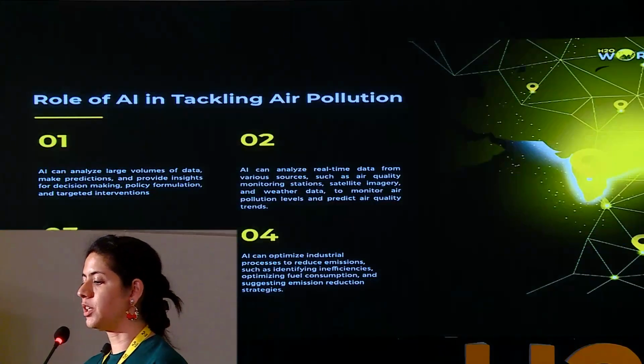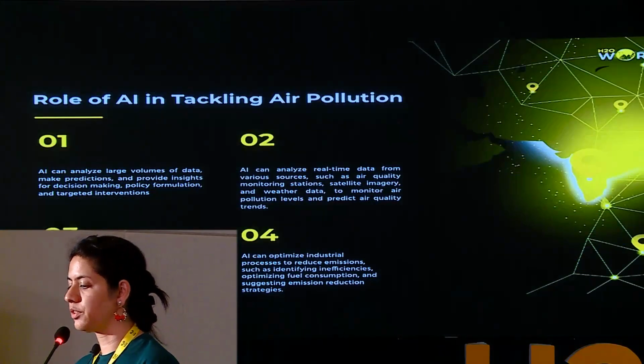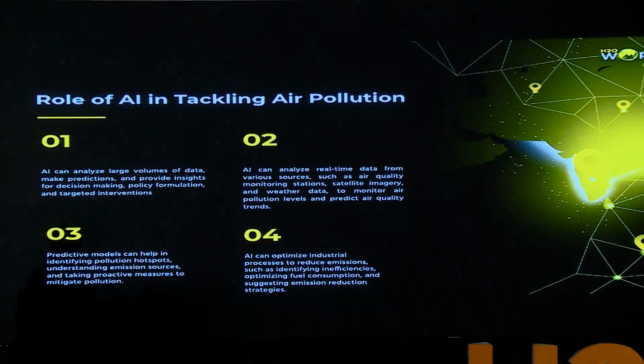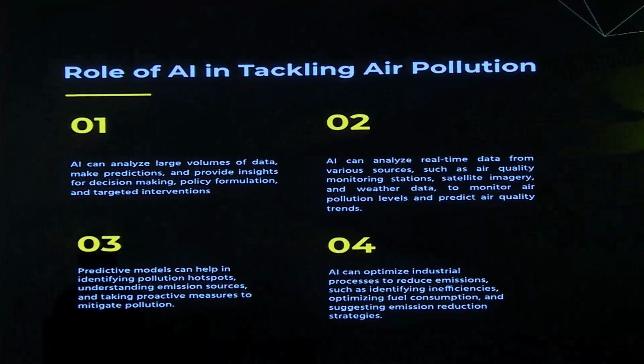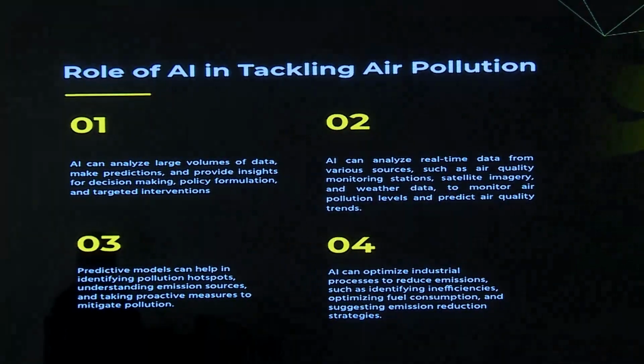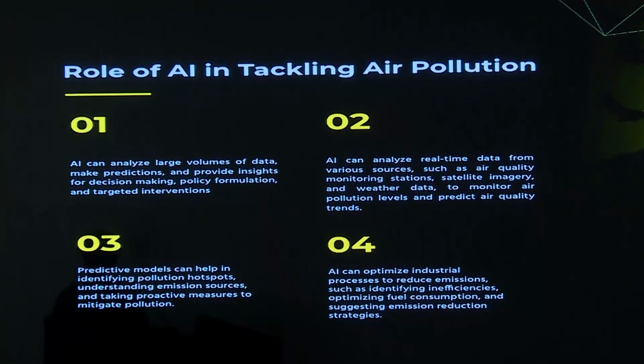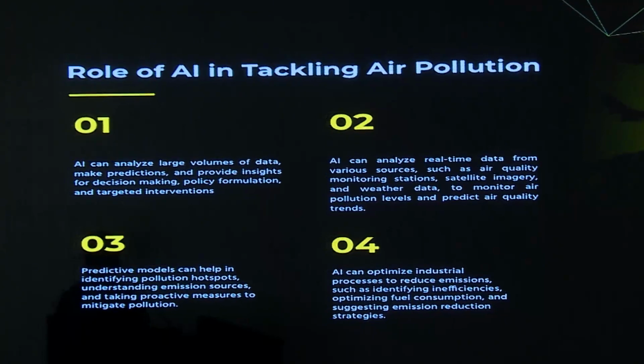Why are we using machine learning and AI in tackling air pollution? Because as you can see, AI can analyze large volumes of data today to make predictions and provide insights. It can analyze real-time data, which is essential. Because we all know that in COVID, the pollution levels went down, but that was only momentarily, and it just sprung back as soon as the lockdowns were all lifted.